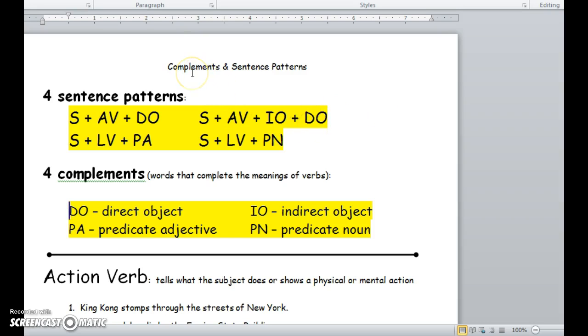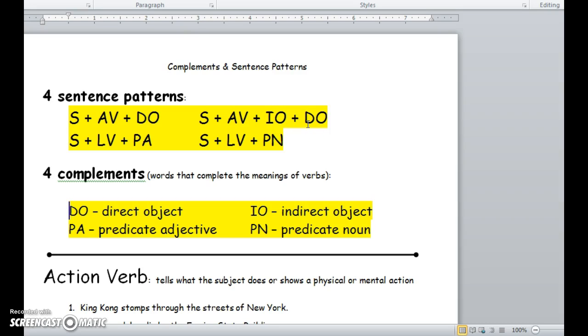It's not the kind of compliment where you're telling your mom she looks so pretty, hoping she'll give you $15 to go to the movies. This kind of compliment is a word, or it could be a group of words, that completes the meaning of a verb. And we're going to use them to identify 4 specific sentence patterns. It stands for subject plus action verb plus direct object, subject plus action verb plus indirect object plus direct object.